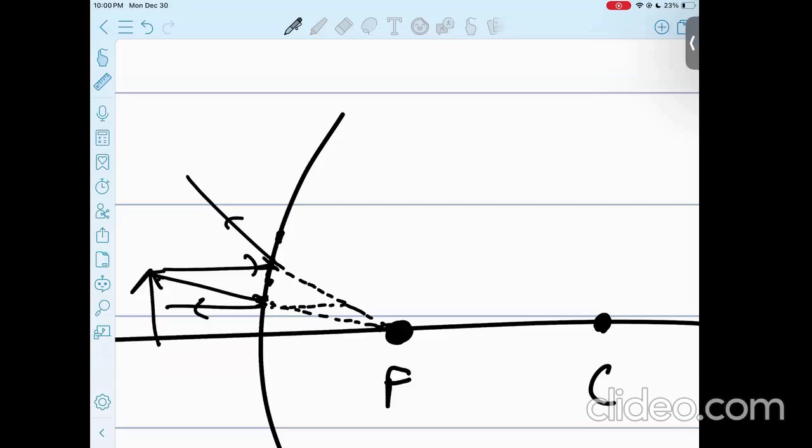And then you have the ray that's to the center of the mirror, and that one reflects back at the same angle relative to the normal. I'm not going to draw it because it'll make things cluttered, but you can see already that the image is forming here.